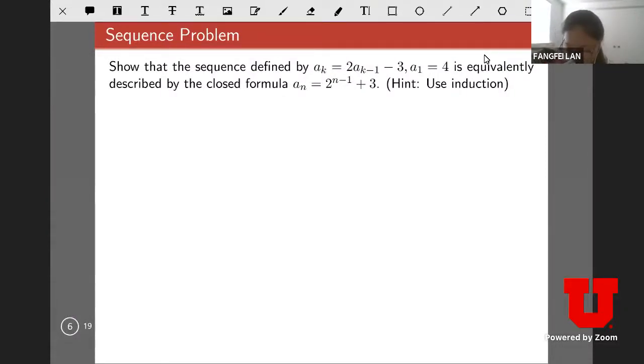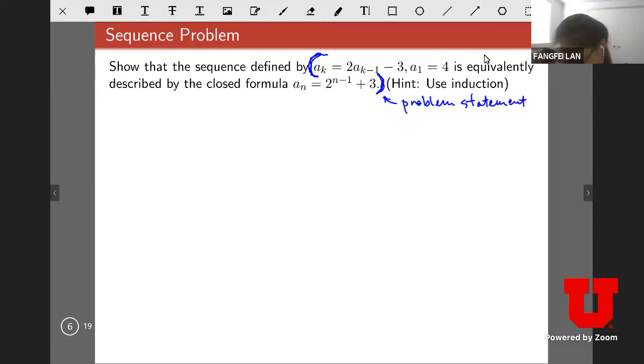And now we're going to do induction from the very beginning, instead of having R8 assumed to be true. This is the same exact statement, the same exact two statements. So our problem statement is that A_k, defined recursively, is equivalently described by the closed formula. So this is our problem statement.